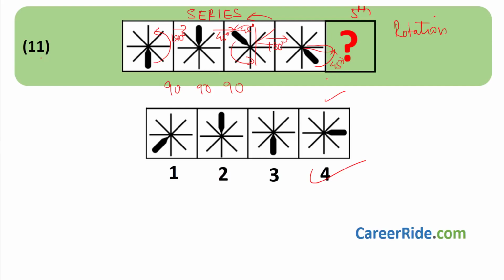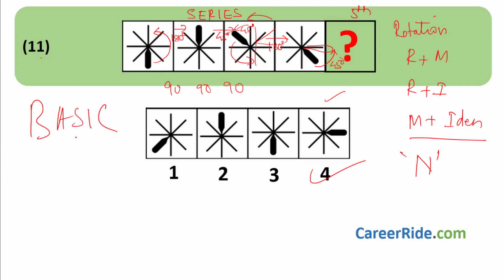Always remember that the sums which will be asked in the exam won't always be easy. They might be a combination of various types like rotation plus movement, rotation plus interchange, or movement plus identical sums. So there are numerous types of sums related to analogy. But these 5 to 6 which we have discussed already are the basic types, and most of the other types are nothing but a combination of those types.